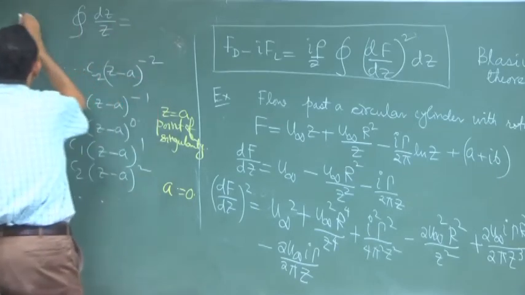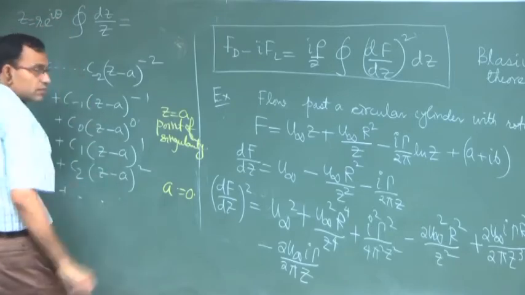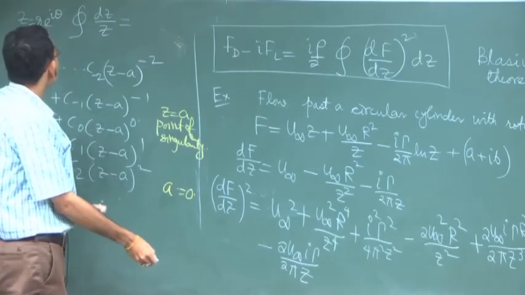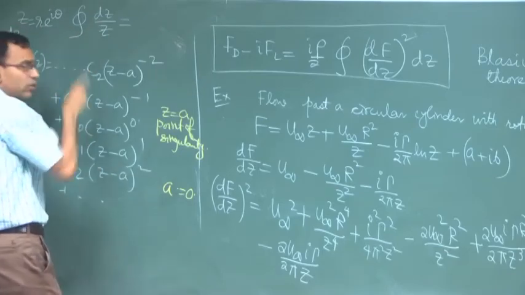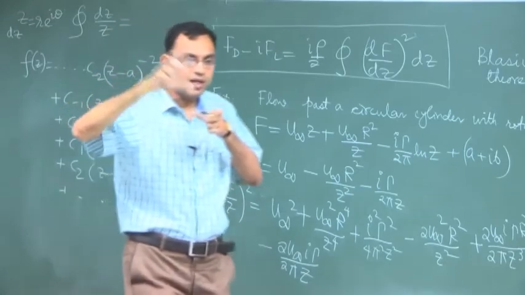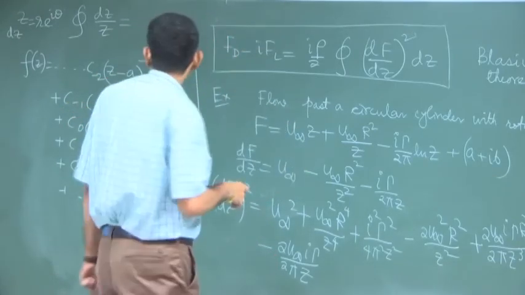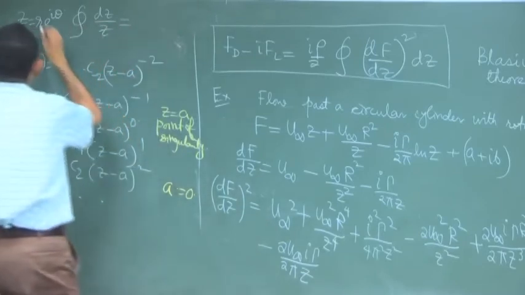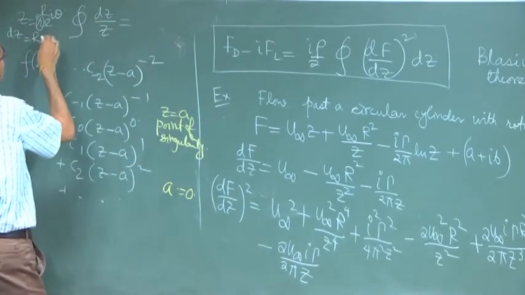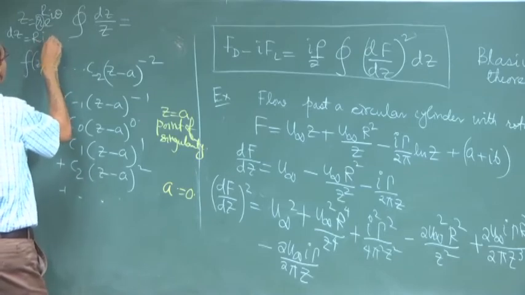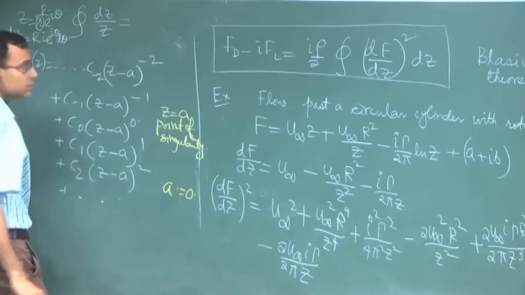So, z is equal to r e to the power i theta. Here we are calculating it on the surface of a cylinder, that means small r equal to capital R and you are varying theta. So, we can write this as capital R. So, dz is equal to r i e to the power i theta d theta.